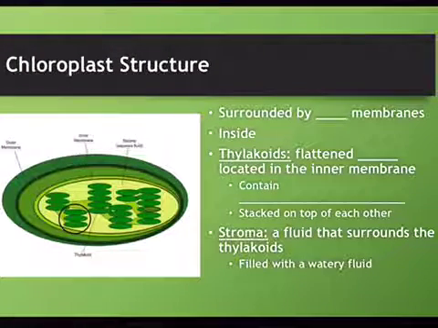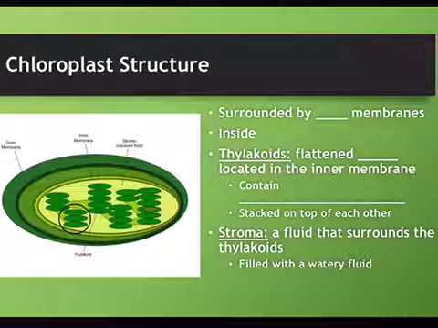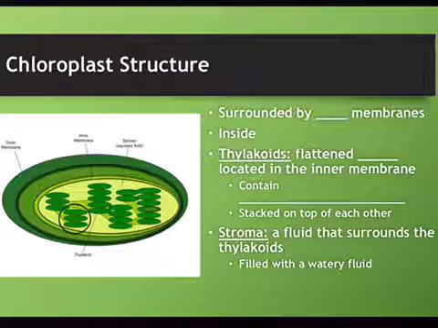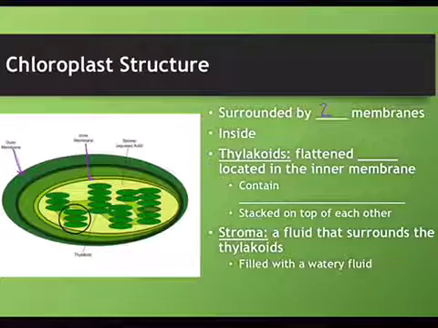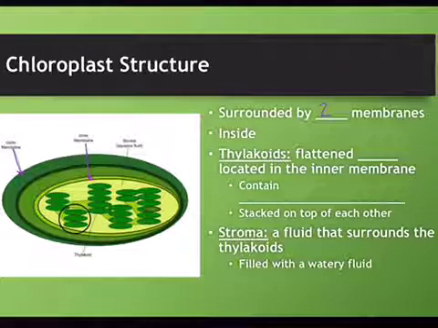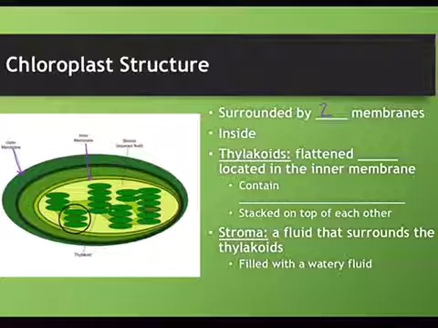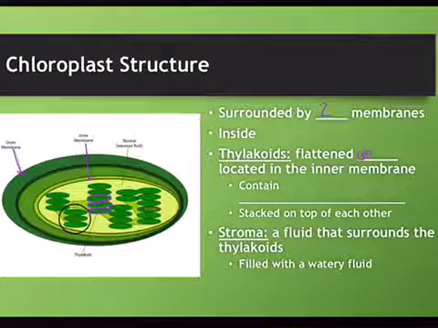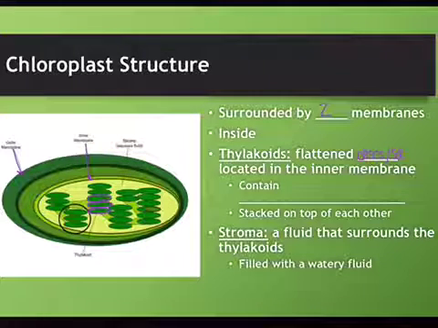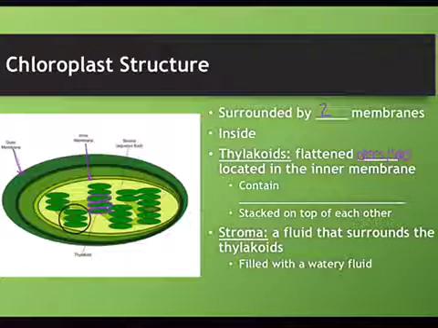So let's look at chloroplasts in a little more detail. First thing to notice is that chloroplasts are surrounded by two membranes. We have this outer membrane and then this inner membrane. Then on the inside of that inner membrane, we have thylakoids. Thylakoids are each of these little discs. Okay, and they're flattened discs. Sometimes they're referred to as sacs. And they're located in that inner membrane, and they actually contain the chlorophyll.